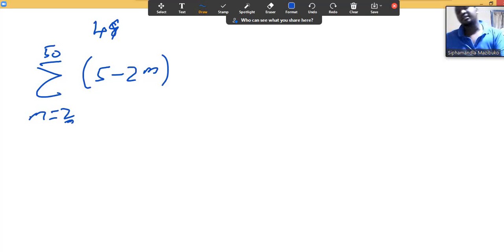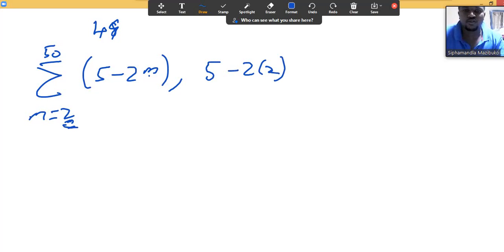So you can't write it out, you can't substitute from 2 up to 50. But what can you do now? Maybe you need to introduce the formula. What we can do is try to find the first 3 terms by substitution. We have 5 minus 2 into 2, because we're starting with m equal to 2, the first term. Now let's look at the second term.